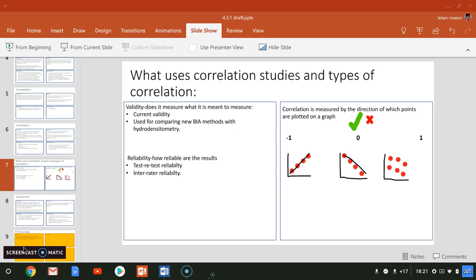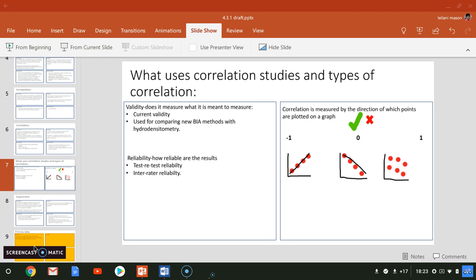Correlation is measured by the direction in which the points are plotted on the graph. So you have a positive correlation, which goes up, and a negative correlation, which goes down. You also have scattered correlation, where the points are all over the place. Positive correlation is when as one variable increases, the other variable increases. Negative correlation is where as one variable increases, the other variable decreases, and the line goes the other way. Scattered correlation is where the points are all over the place and it's random results.